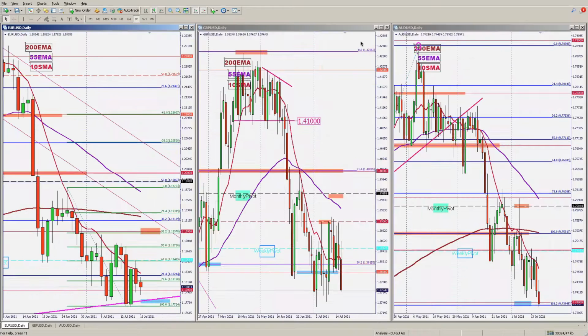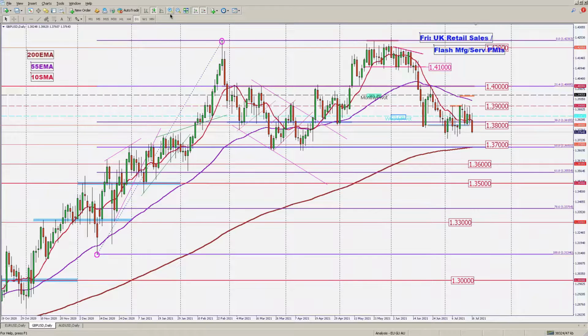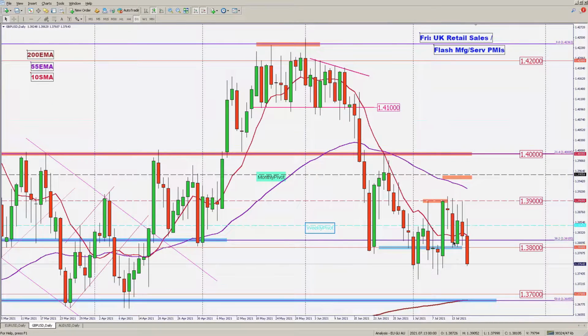Okay, let's move on to the cable. The cable has been ranging between 138 and 139 for quite a while now, and it did try to drift up higher and could not break the 139. It has already attempted to break above it 6 times, and already 4 times last week out of the 5 days. And eventually on Friday, it has fallen through the support at 138. So that's a critical break here.